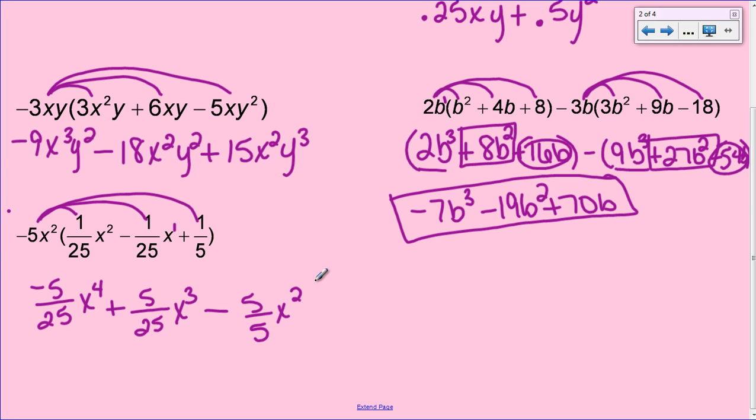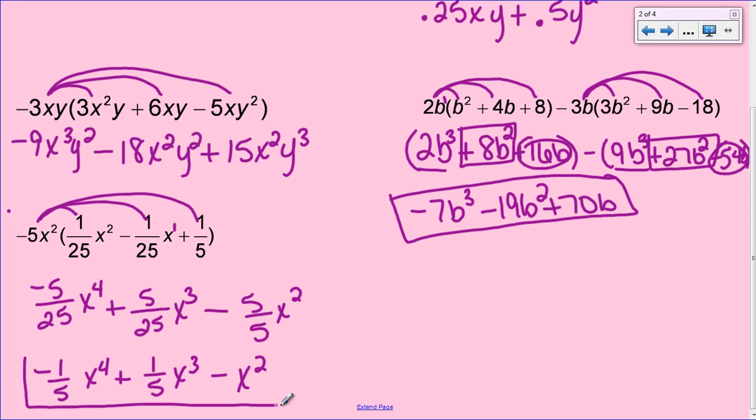And so now I can simplify. If I want to simplify 5 over 25, well, they both divide by 5, so this becomes negative 1/5 x to the 4th plus 1/5 x cubed minus 1 x squared. So here is your final polynomial. This is a degree 4 polynomial because that highest exponent happens to be a 4, and it's a trinomial, so those are things to remember.